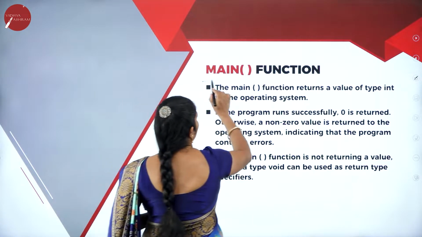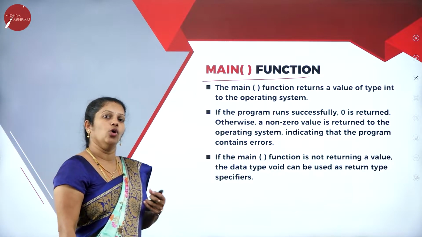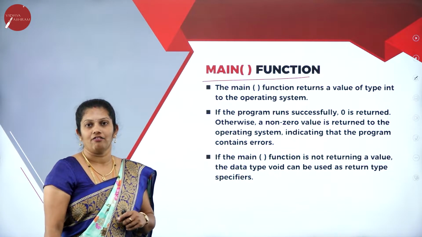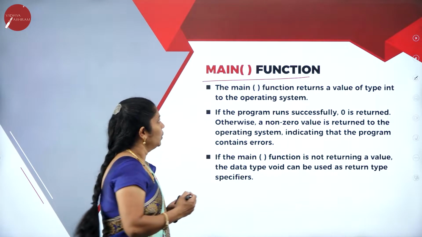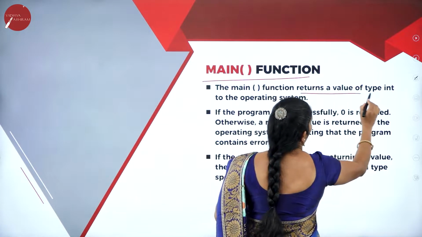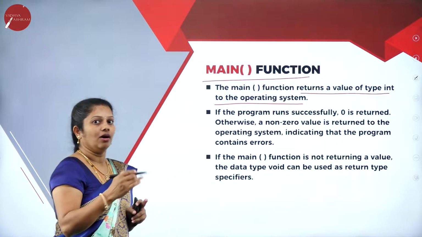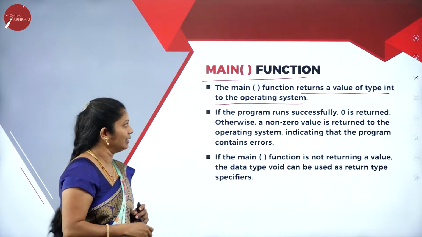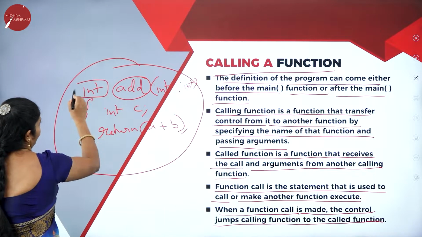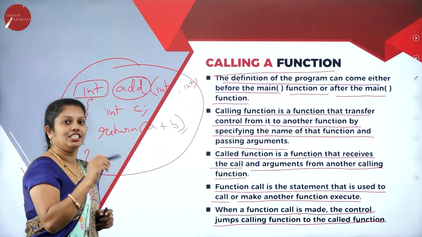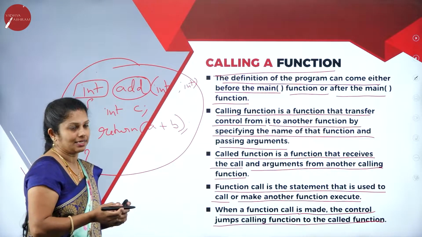When we come to the next one, the main function. What exactly does the main function contain? It contains a set of statements, and it has a prototype also, and it can call the subprogram also. Whereas the main function returns a value of type int to the operating system. In that case, it will generate an integer format result. As in the previous case, after calculation we generate integer format. Whichever type we want, we can generate the result in that type.